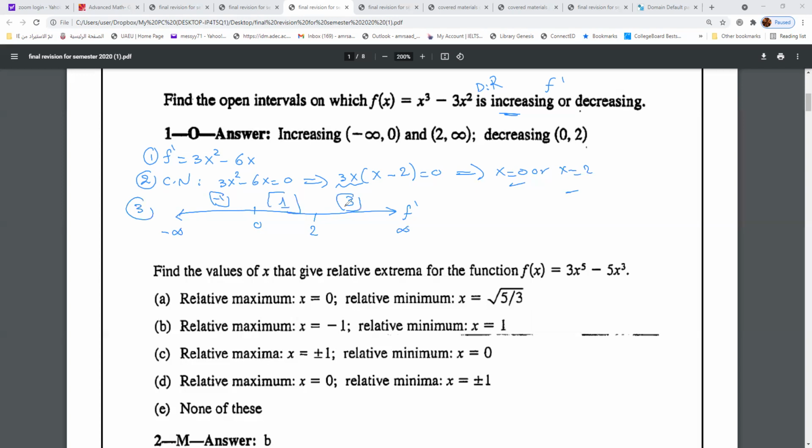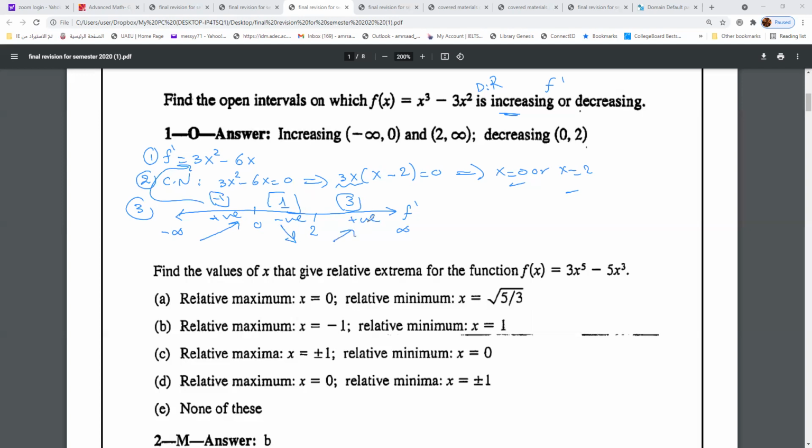We will replace the test values in the first derivative. If we replace, find the value, it will be -3. You can use your calculator. -3 multiplied by -3 will be positive. I care about the sign. So the behavior of the function is increasing, as we know. If we replace by 1, it's here 1 positive, this one negative, it will be negative. So the function is what? Decreasing. Replace by 3, I care about the sign. It will be positive. So the function is increasing.